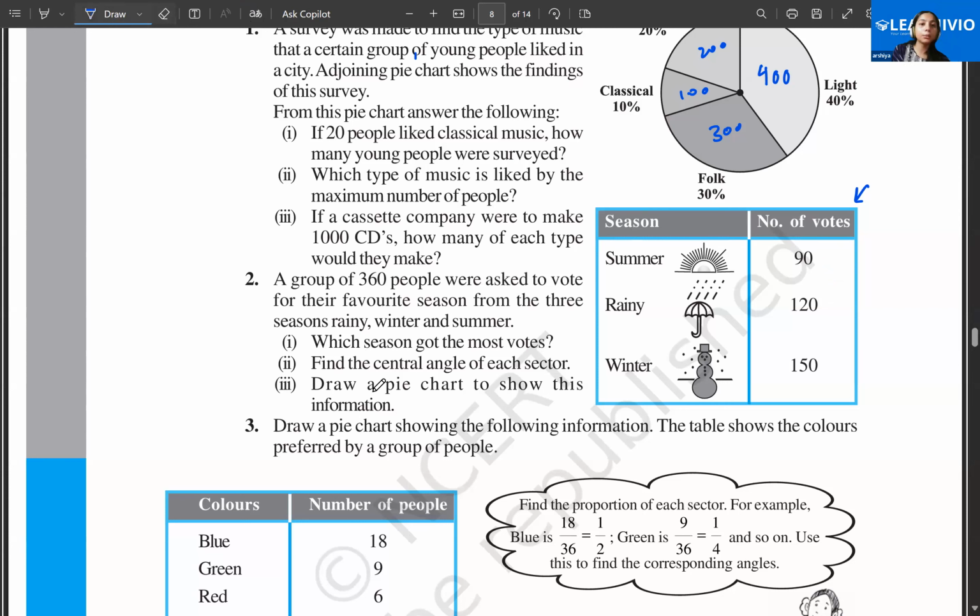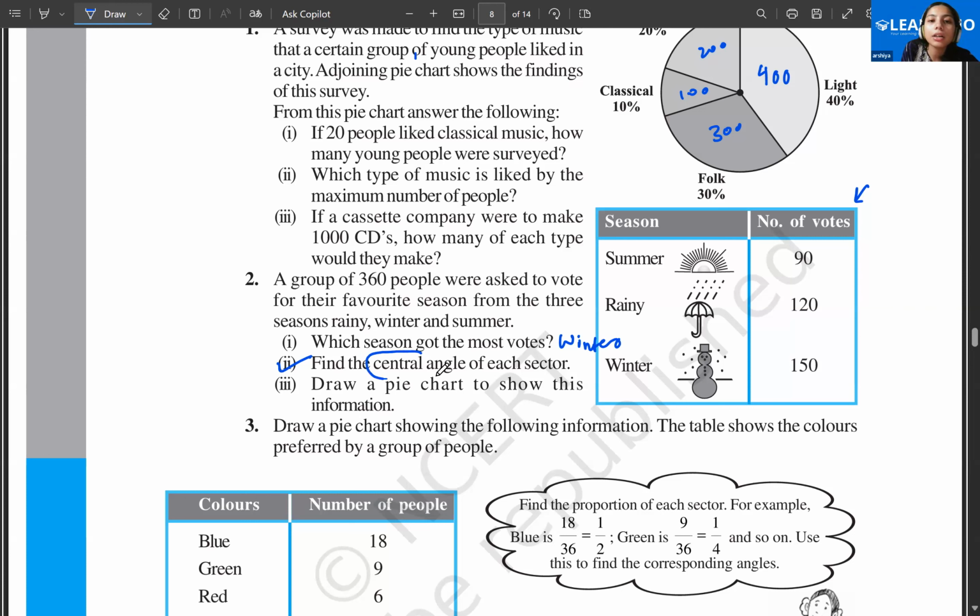Now, which season got the most votes? Winter. So winter got the most votes. Find the central angle for each of the sectors. We'll come back to this in a minute. There are two parts. First, we have to find the central angle of each sector, and then we have to draw a pie chart to show the information.